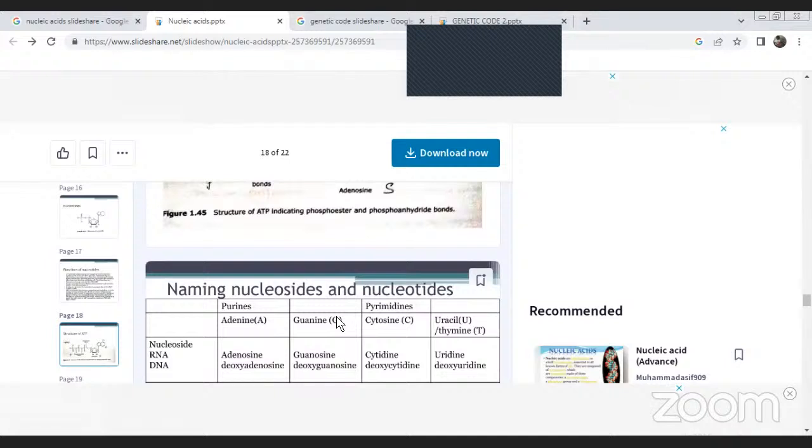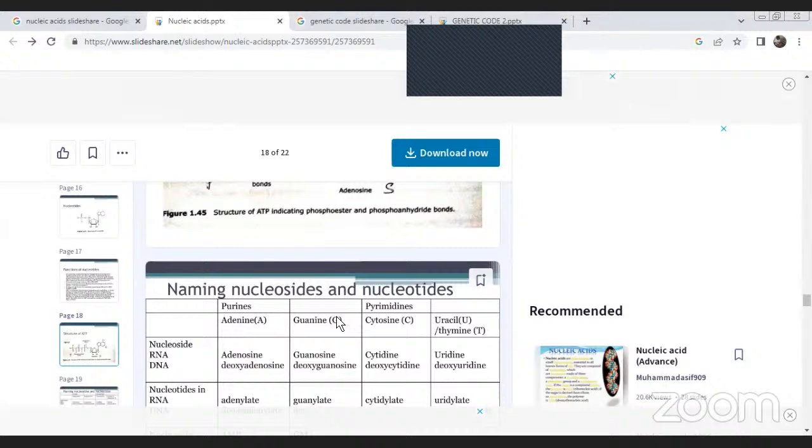Naming nucleosides and nucleotides: adenine, guanine, cytosine, and thymine. Instead of thymine, RNA has uracil. Instead of thymine, uracil is present. Nucleoside, RNA, DNA.